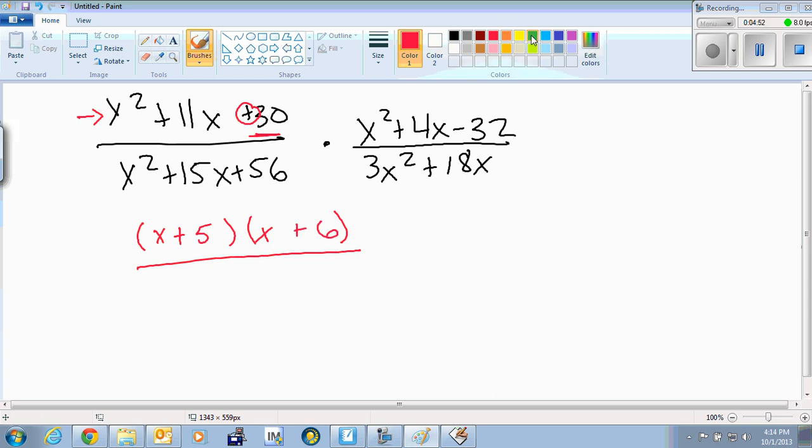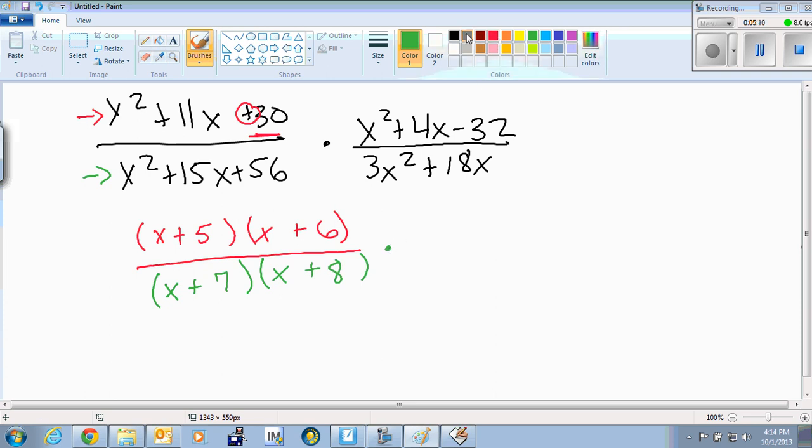I'm going to do the next one in green here. I'm going to do the bottom left. You're going to say to yourself again, what factors of 56 are going to add to get you 15? The only ones to do that are a positive 7 and a positive 8.